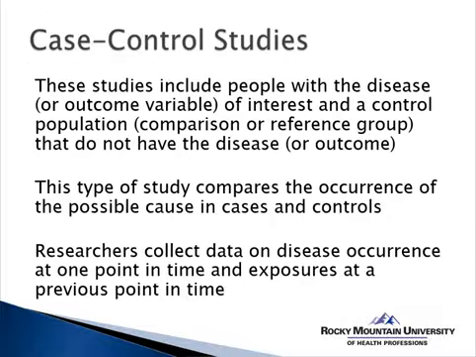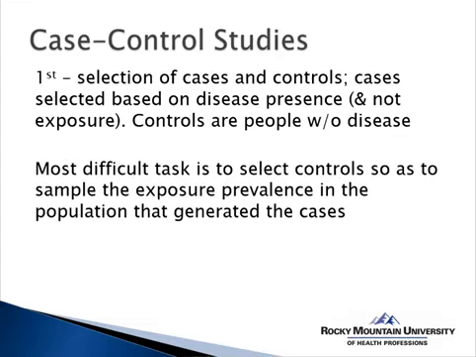These studies include people with the disease of interest and a control population who do not have it. This type of study compares the occurrence and the possible cause in cases and controls. Researchers collect data on the disease, like adhesive capsulitis, at one point in time, and then exposures at a previous point in time. So it's important to be able to identify your cases and then your controls. Controls, again, are people without the disease but are similar. So, for example, if you had a disease that was common only in women, your controls should not include men. They should include only women, but they should be women who do not have the disease.